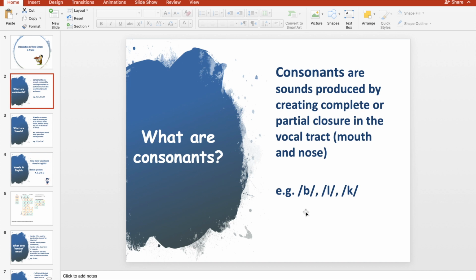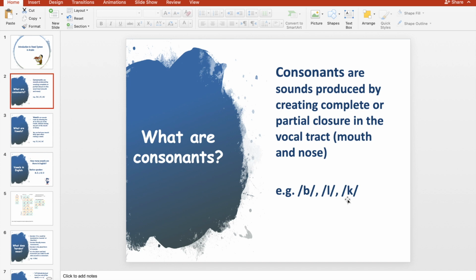For example, the consonant B is pronounced when we get both our lips close together in a way we prevent the air coming out of the mouth for a very short period of time. Therefore, complete closure is created. Another example is the consonant L, which is made when you place the tip of the tongue against the roof of the mouth. Thus, a partial closure is created.